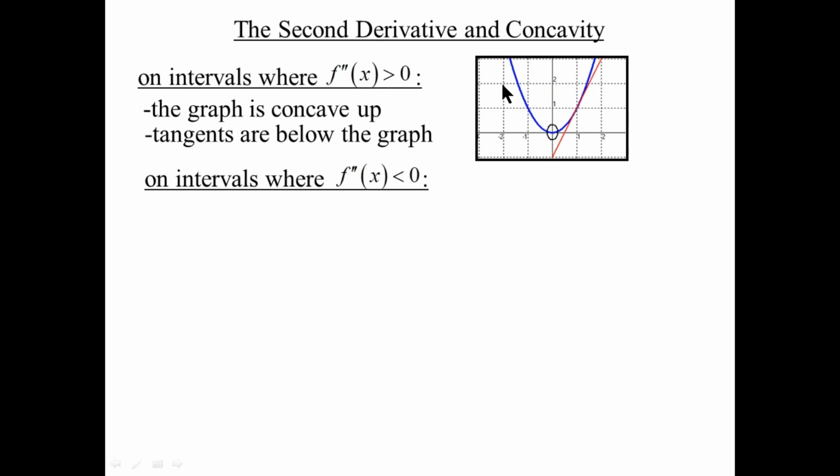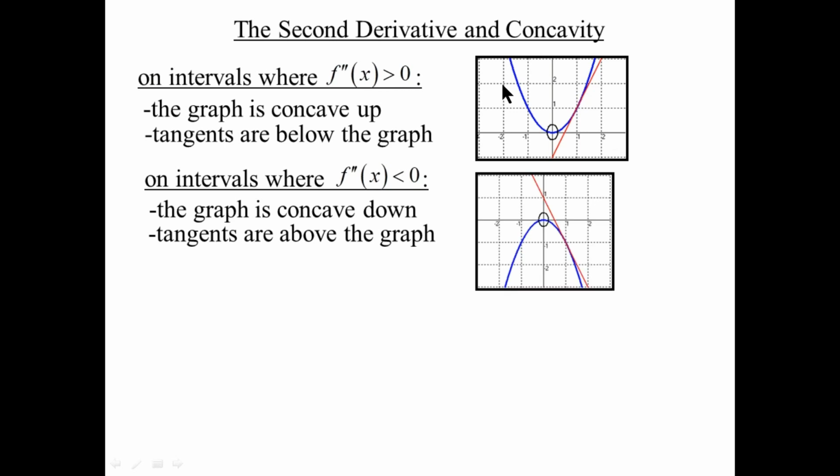And the flip side of this coin, on intervals where the second derivative is less than 0, the graph is concave down. It's shaped like an upside down soup bowl. And tangents will be above the graph. Here's a picture of one. Concave down. And we can see that it's shaped like an upside down soup bowl, and the tangent we can see is above the graph.